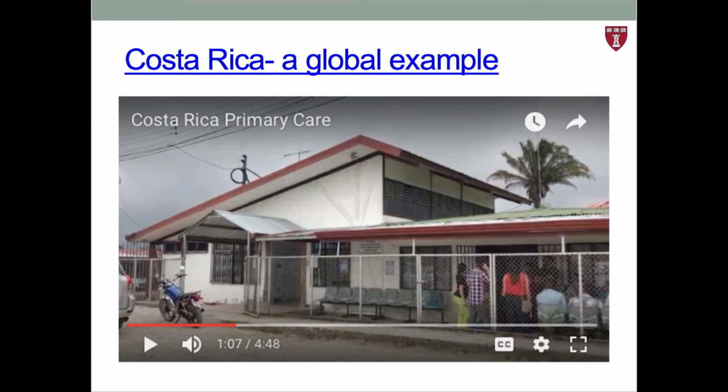Costa Rica is known for its successful implementation of universal health coverage through a strong primary care system that includes oral health. After discussing the theoretical integration of oral health and primary care during the module, students can then see with their own eyes what this actually looks like in a country that has implemented it.